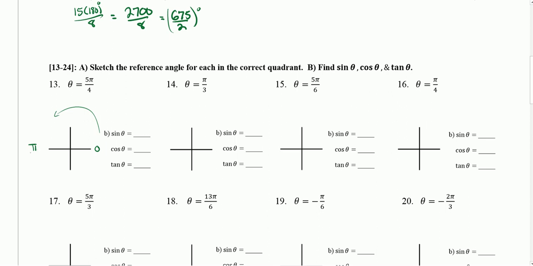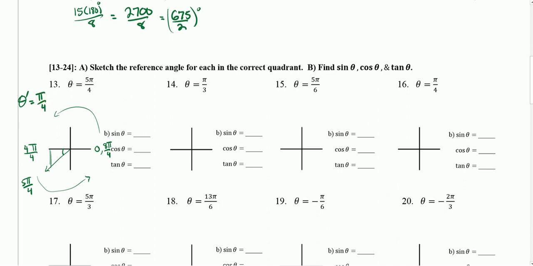And so I'm going to change pi to 4 pi over 4, which is an equivalent fraction, just with a common denominator. If we keep going around, at 0 degrees we get 2 pi, but 2 pi is equivalent to 8 pi over 4. And 5 pi over 4 is between 4 pi over 4 and 8 pi over 4, so it's going to be in quadrant 3. Here's our reference angle, and our reference angle is going to be the difference between 5 pi over 4 and 4 pi over 4. So if you subtract those, theta prime, or our reference angle, is going to be pi over 4.